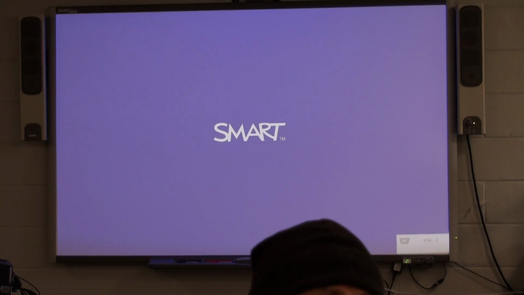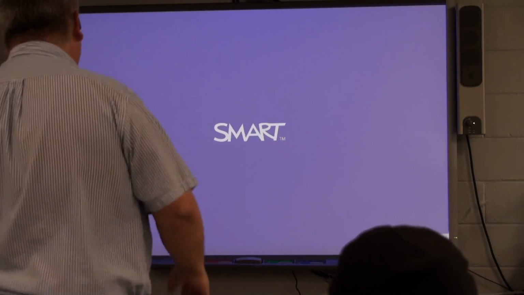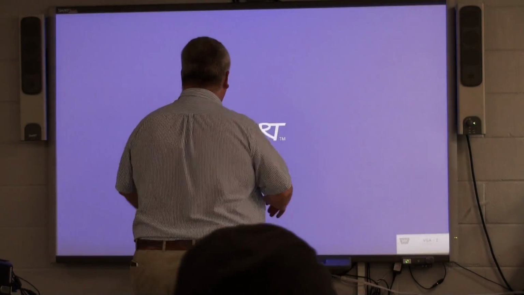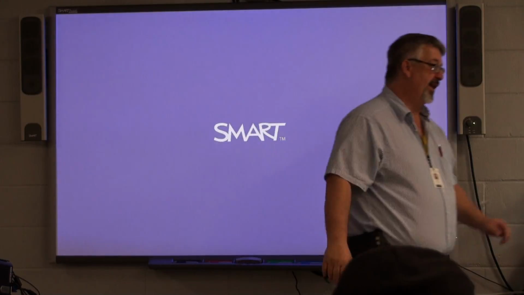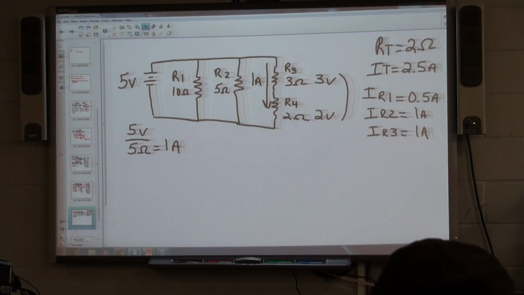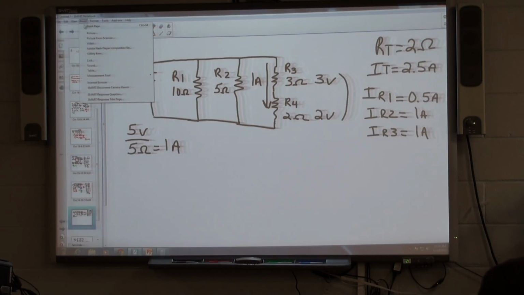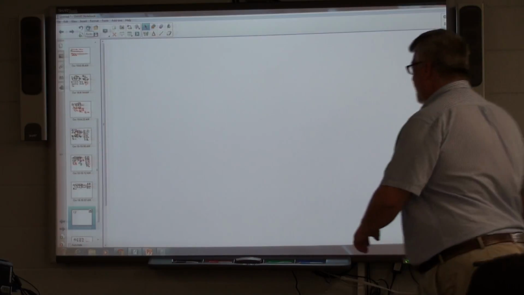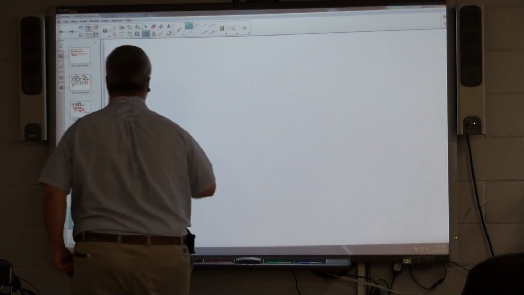We're not gonna test though, because I did forget some troubleshooting stuff. So we're gonna do some more stuff, because this may be on the test. It may be before the day's out. Well, let's talk about, let's just do a plain old parallel circuit.